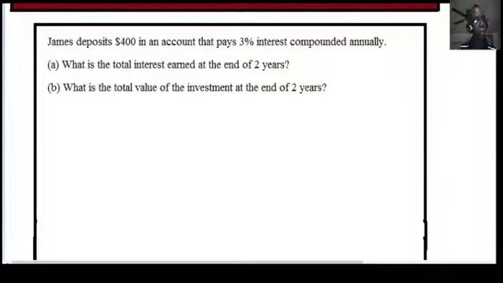Let's look at some examples. When using compound interest, each term's interest is added to the principal at the beginning of the term to form the principal for the present term.